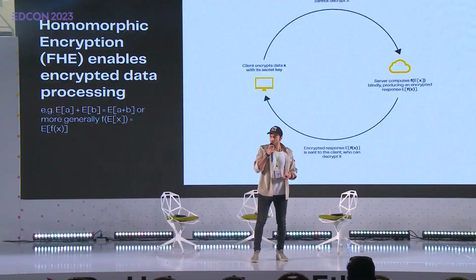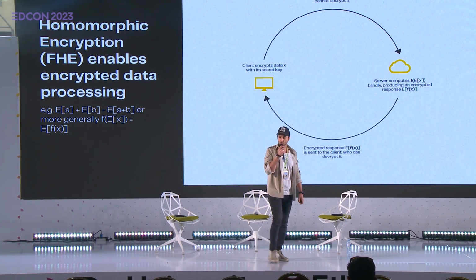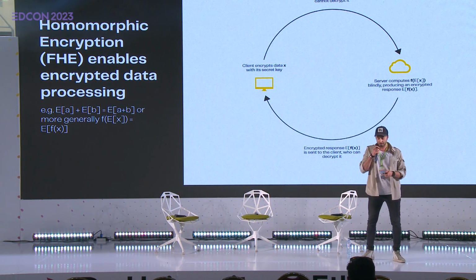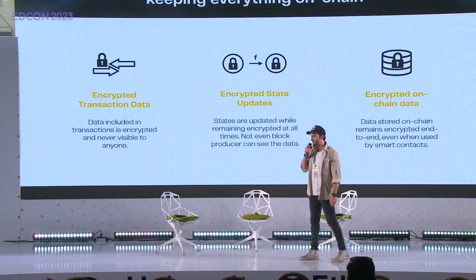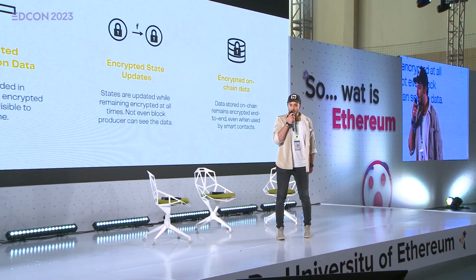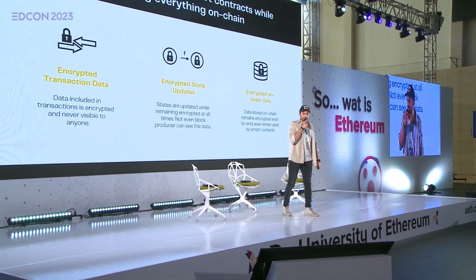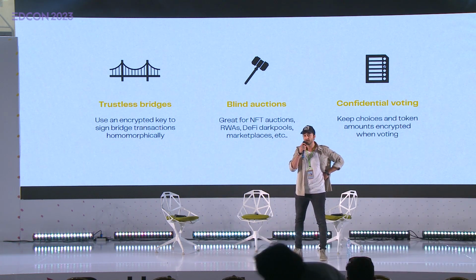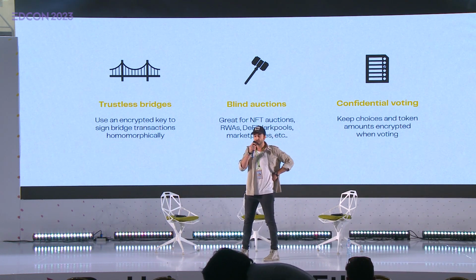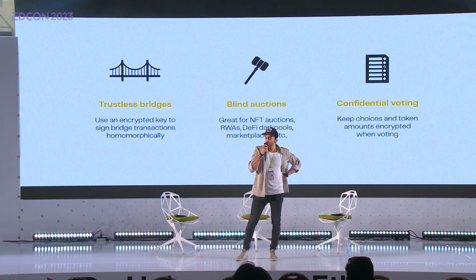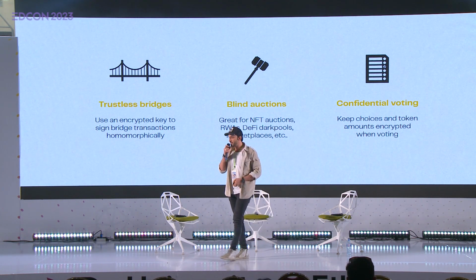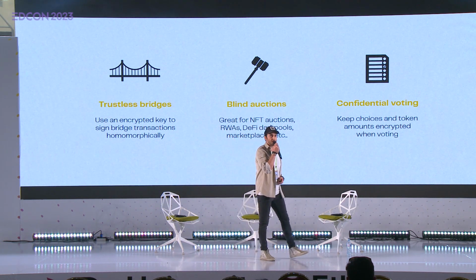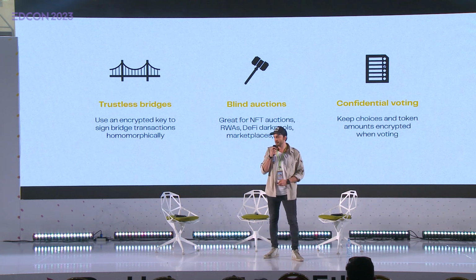called homomorphic encryption. So the idea of homomorphic encryption is that you can compute on data without actually having to decrypt it. So this is great because it means that you can have encrypted transaction data, encrypted state updates, encrypted on-chain data, which opens up a bunch of really cool use cases, such as trusted bridges, where you can do homomorphic signatures on-chain, blind auctions, where the NFTs and the amounts being bid is not known, confidential voting, where the tokens used for voting in the DAO are basically not revealed.